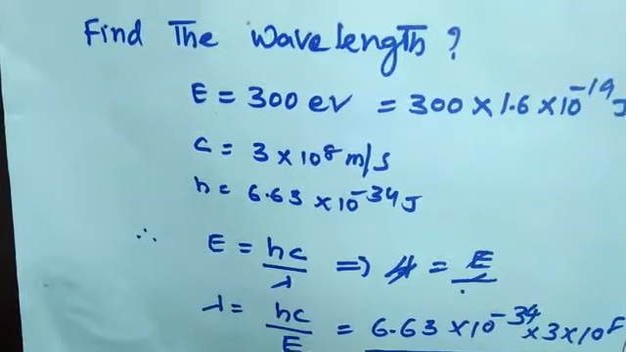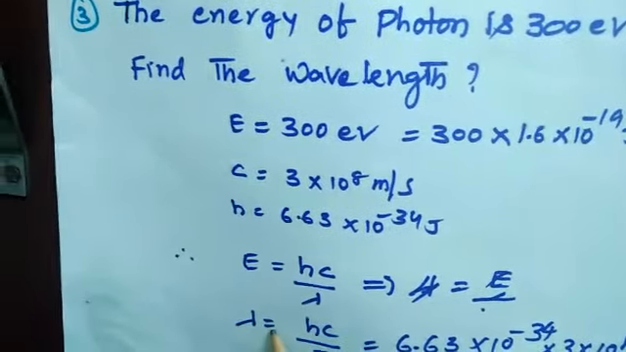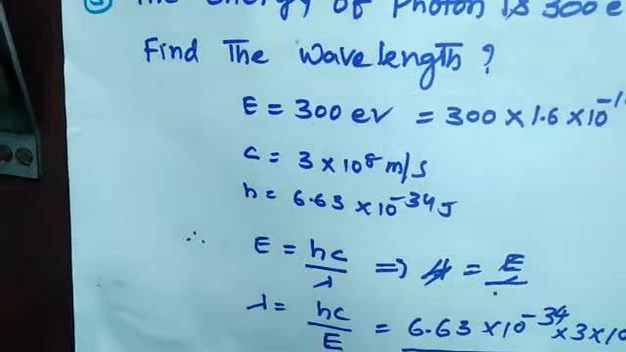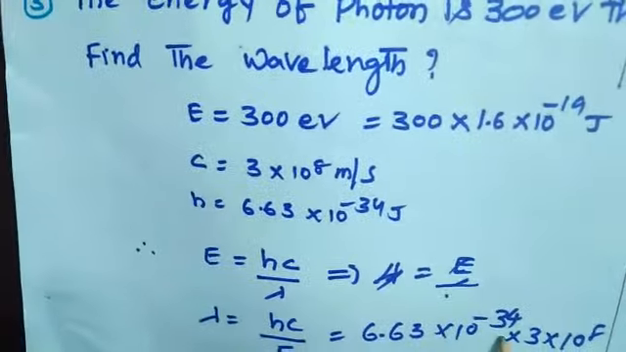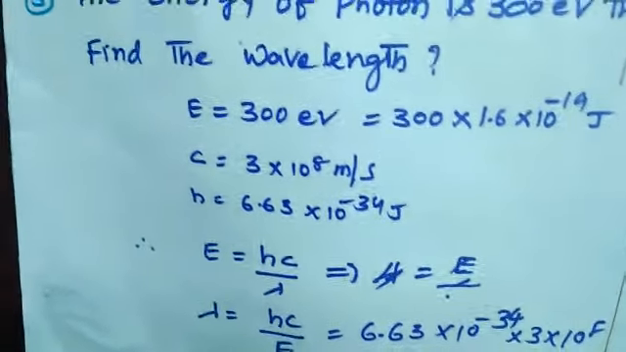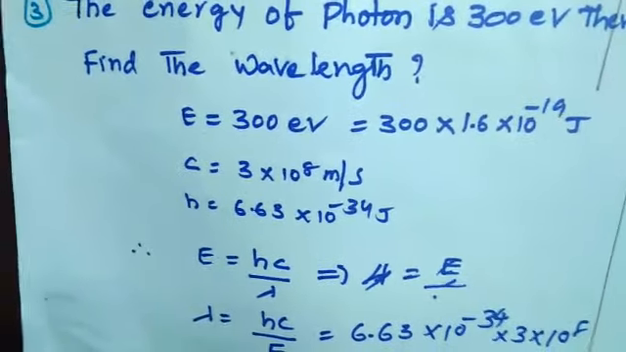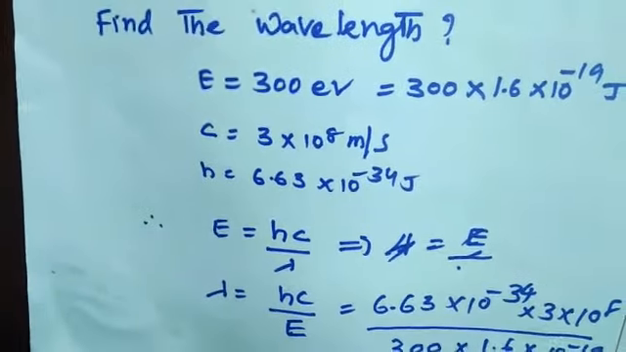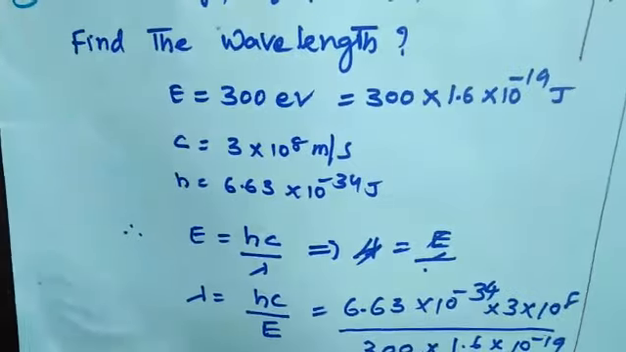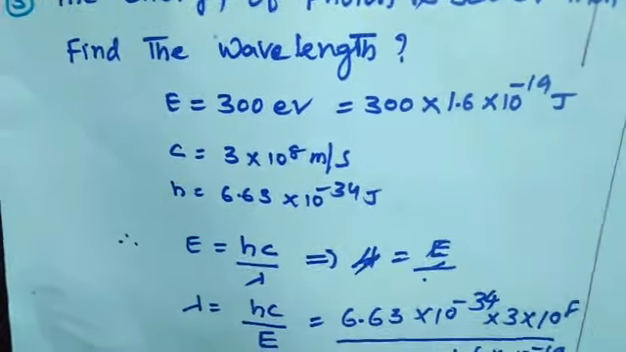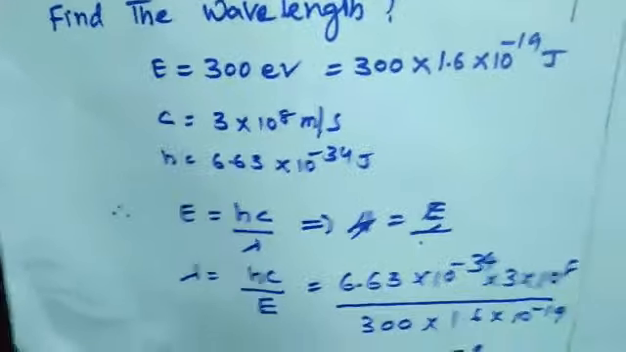So now we can calculate the wavelength. E is equal to hc by lambda, where lambda is the wavelength. So lambda is equal to hc by E. So h is Planck's constant 6.63 into 10 power minus 34, c is velocity 3 into 10 power 8, and E is the energy, 300 into 1.6 into 10 power minus 19. Then you can get 41.4 angstrom units, or 4.14 into 10 power minus 9 meters. The meters can be converted into angstrom units, but 1 angstrom unit is equal to 10 power minus 10 meters.